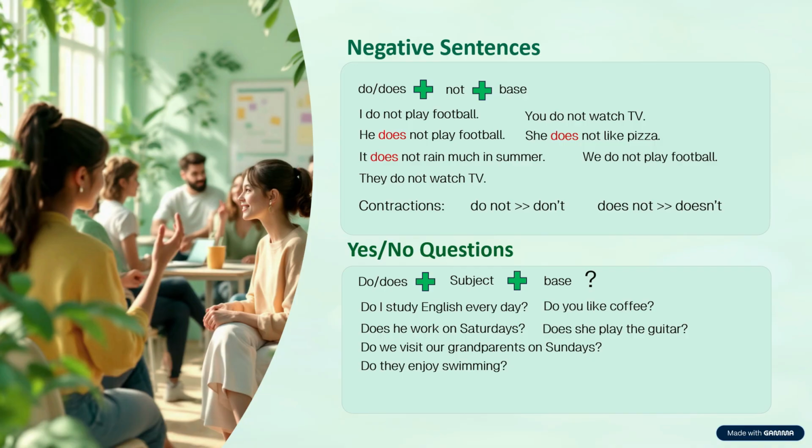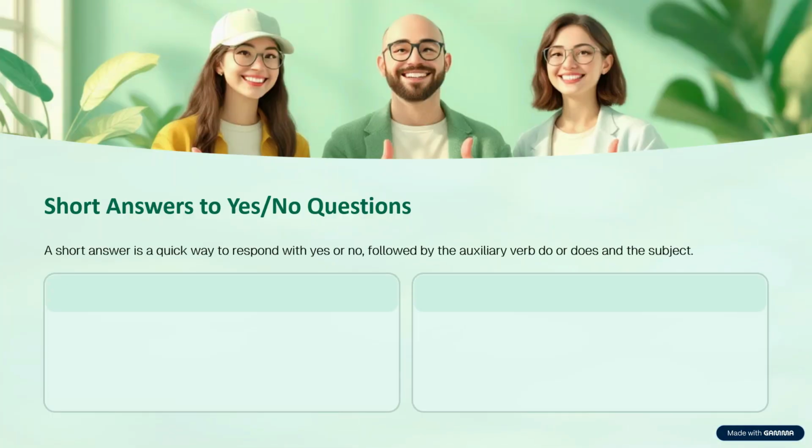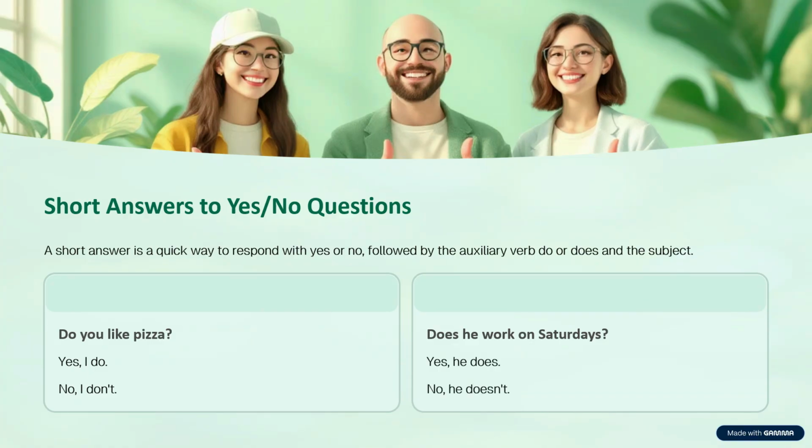Once we've asked yes/no questions with other verbs, it's important to know how to give short answers. A short answer is a quick way to respond with yes or no, followed by the auxiliary verb do or does and the subject. Look at these examples. The question is, do you like pizza? The answer would be, yes, I do, or no, I don't. Does he work on Saturdays? Yes, he does, or no, he doesn't.